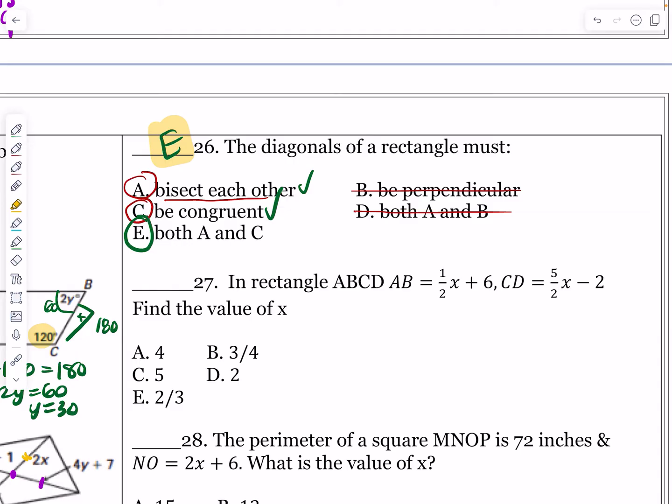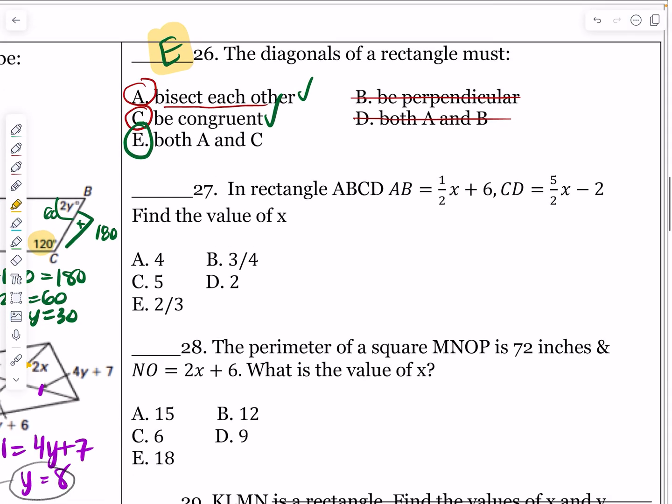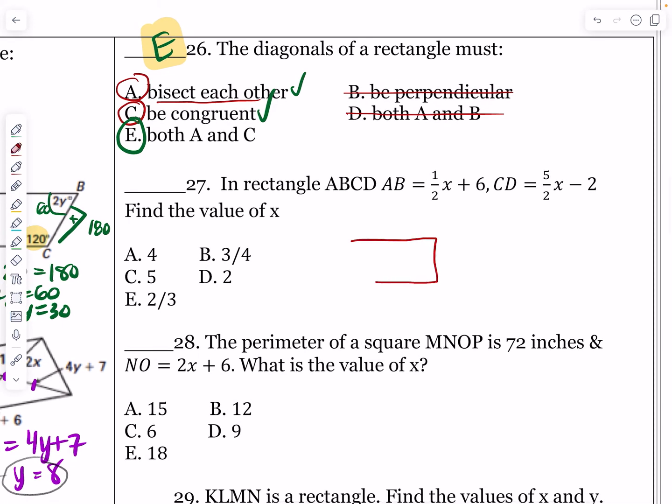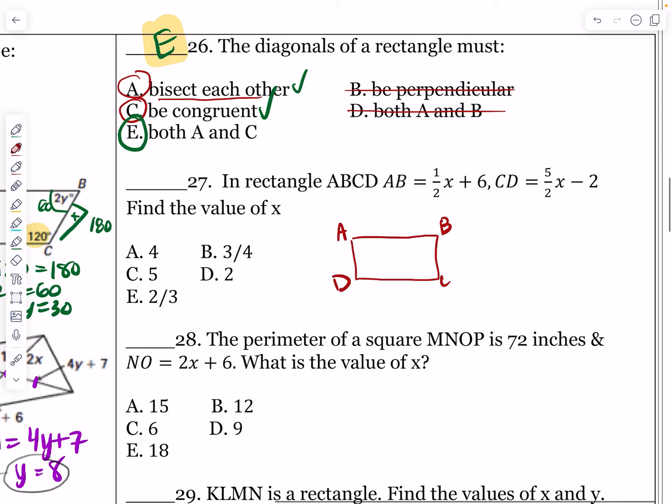All right, in rectangle ABCD. So let's go ahead and just draw it out. If in doubt, draw it out. ABCD. It's a rectangle, so A, B, C, D. A to B is 1/2 x plus 6. And then C to D is 5/2 x minus 2. Those are the opposite sides in a rectangle.